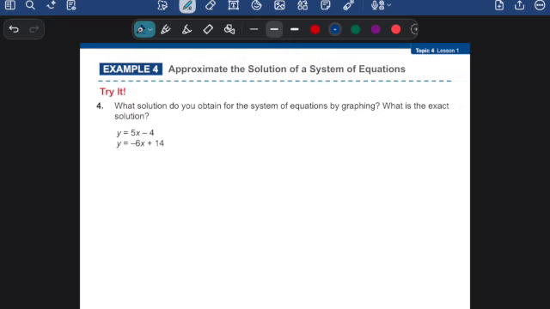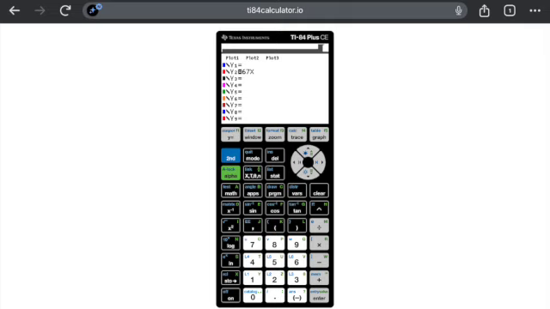Try it number 4. What solution do you obtain for the systems of equations by graphing, and what is the exact solution? So let's type these into our graphing calculator using our y equals function. So back at y equals, let's clear these out. Type in our first equation, 5x minus 4. And our second equation is negative 6x plus 14. Hit graph. Okay, I'm going to change my zoom. I'm going to go zoom standard.